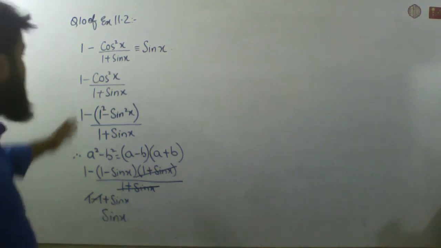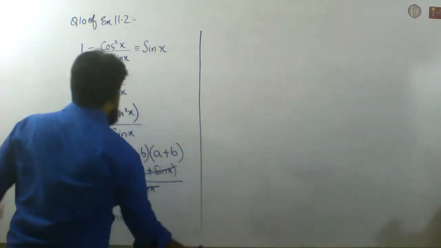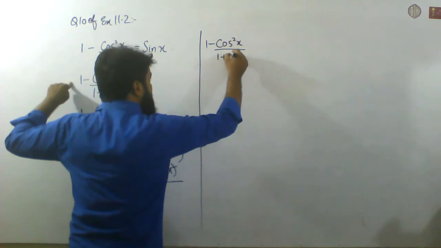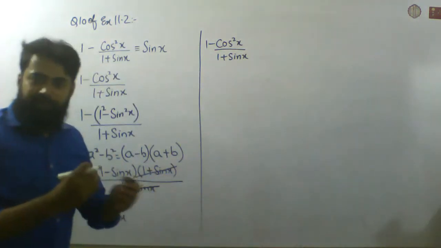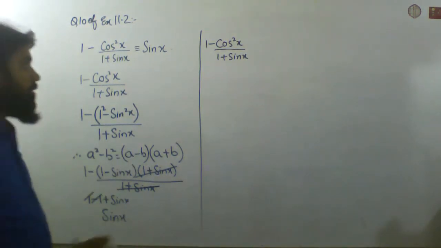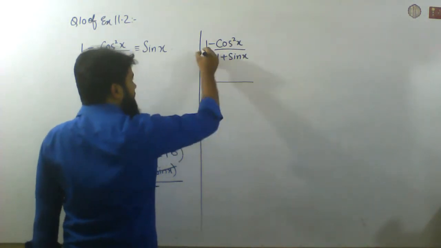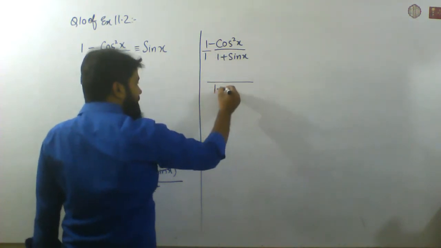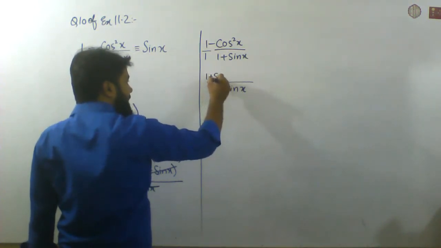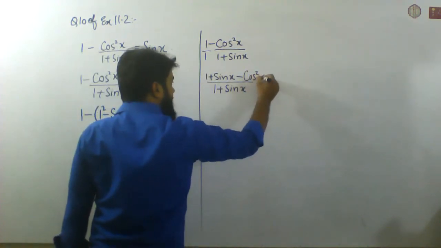There is another way to solve this also. I am solving that thing over here again. 1 minus cos square x over 1 plus sin x. With a little bit of change in your method, I'm going to get the same thing. I am taking the LCM. If nothing is written, it will become 1. So LCM will be 1 plus sin x. This will be multiplied by this 1 plus sin x, minus 1 multiplied by this will be cos square x.